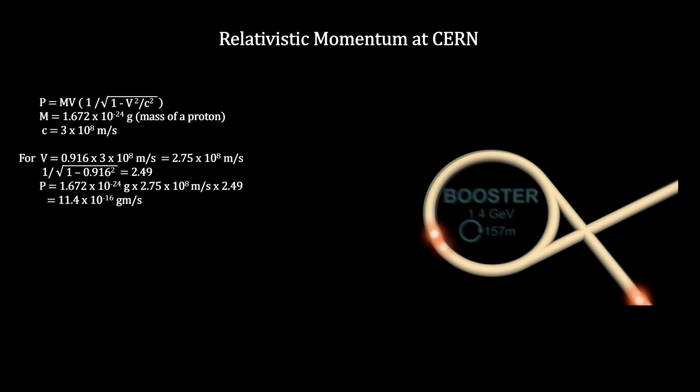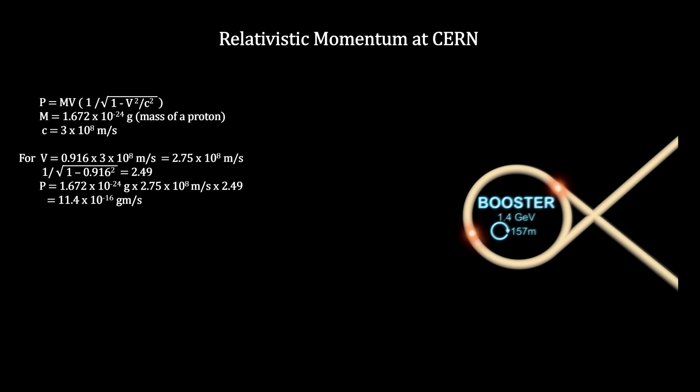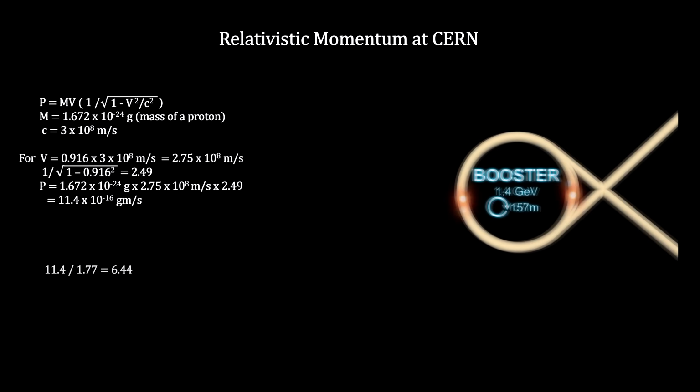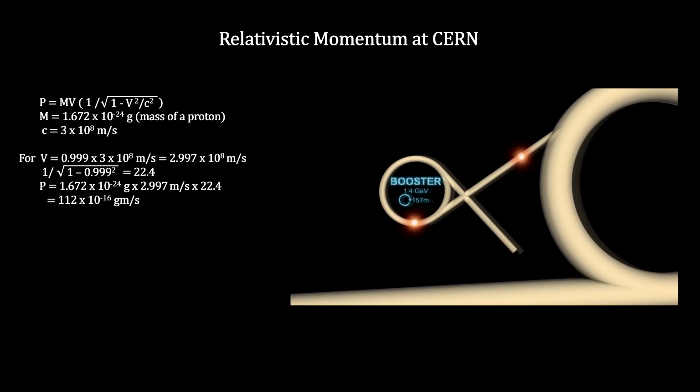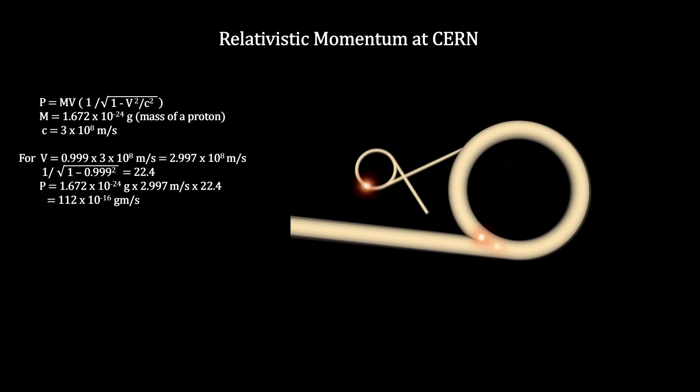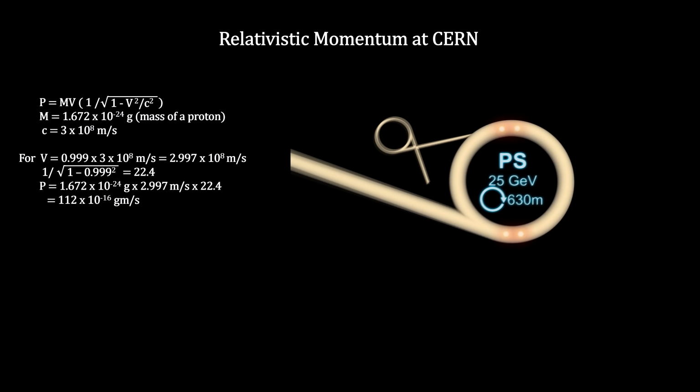The first booster accelerates the protons to 91.6% of the speed of light. This speed more than doubles the momentum. The protons are then flung into the proton synchrotron. They circulate here for 1.2 seconds, reaching 99.9% of the speed of light. At this speed, their momentum has increased by more than 60 times.